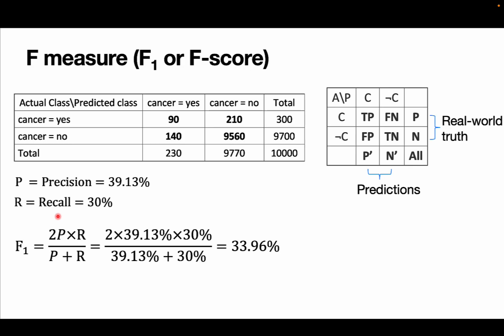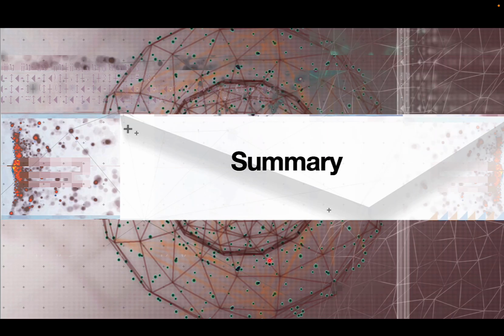Finally, we work out the F1 measure for the cancer problem, and as you see, the F measure turned out to be 33.96. In summary, we covered a number of model evaluation measures: accuracy, error rate, sensitivity, specificity, precision, recall, and F measure.